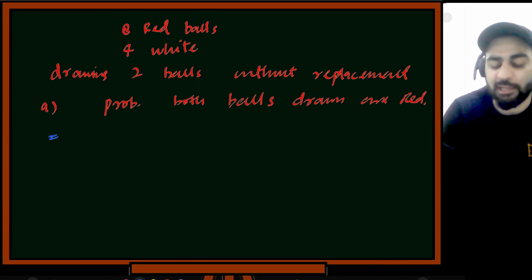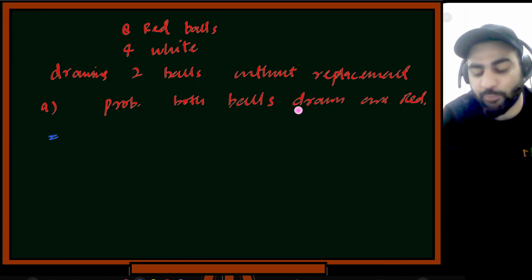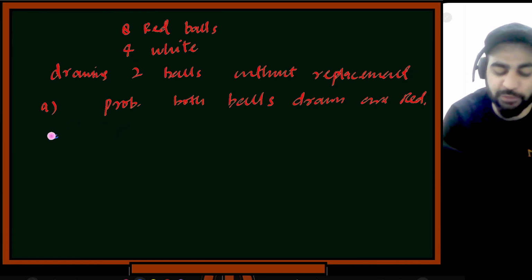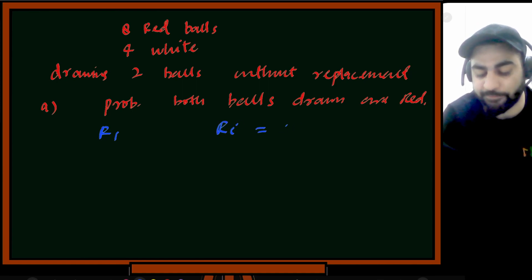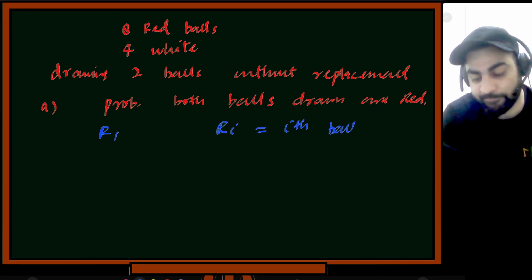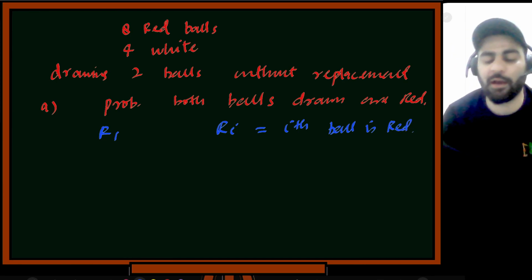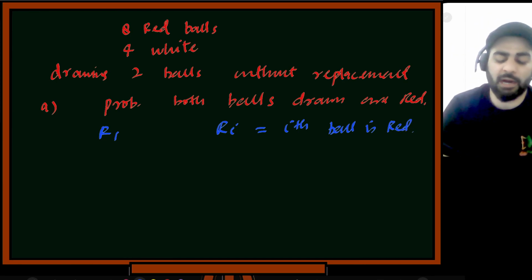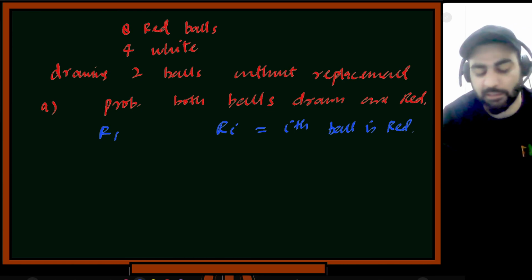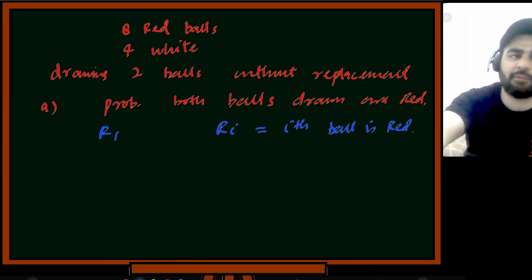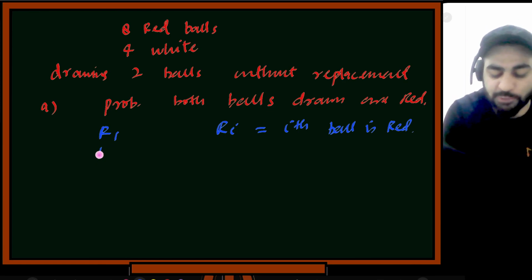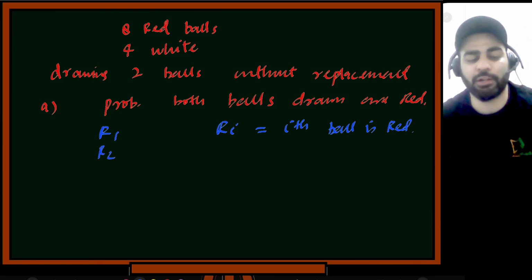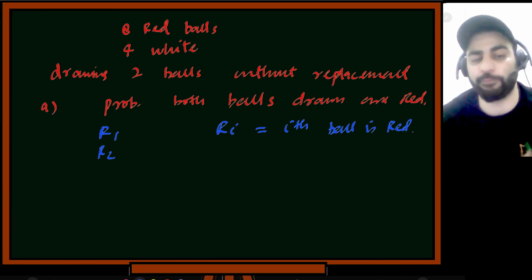We have to compute the probability that both balls are red. Let's suppose for the first draw, we'll say R1. Ri is the event that the ith ball is red. R1 is the event that when we drop our hand in the urn, we got the first ball as red. Let's suppose R2 is the same, that the second ball is red. So now we got into the mathematical world.